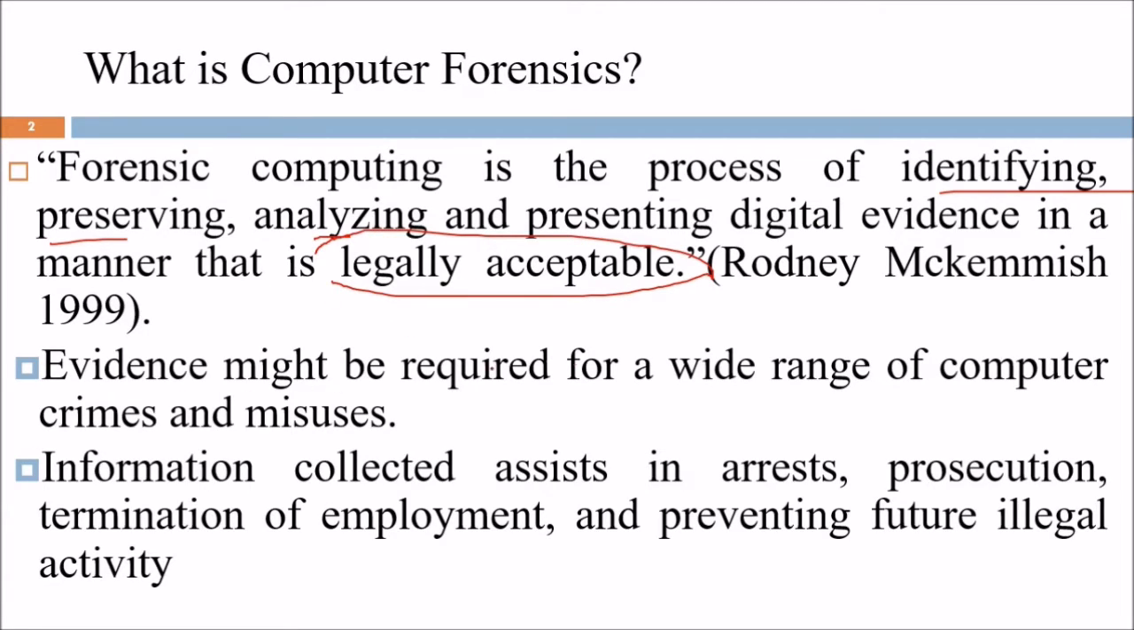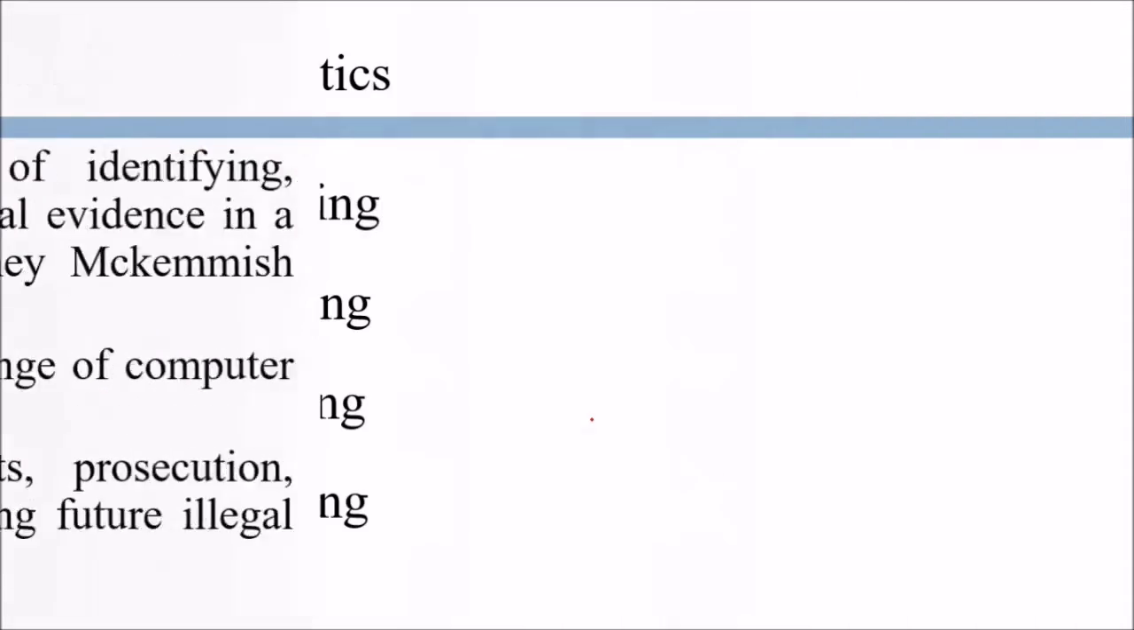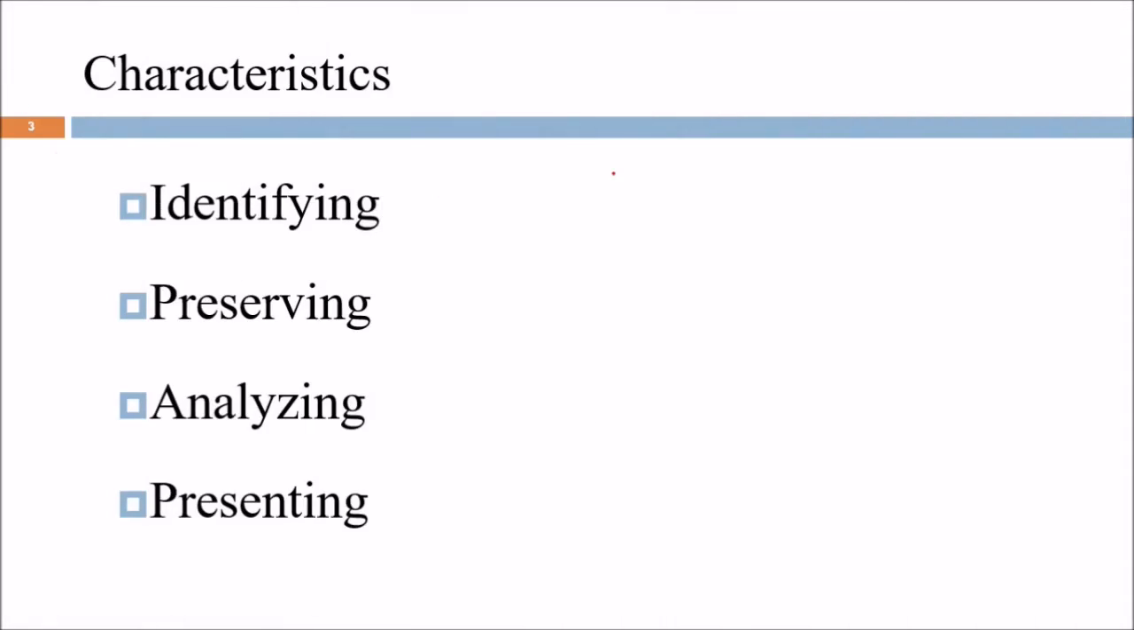So evidence might be required for a wide range of computer crimes and misuses because everything is on computer right now, and there are good people also, there are bad people also. So for that we need some evidence, and information collected assists in arrest, prosecution, termination of employment, and preventing future illegal activity. What are the characteristics? As I just suggested, that starts from identifying, then preserving, then analyzing, and then presenting.